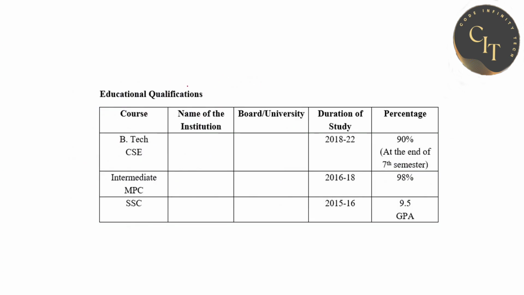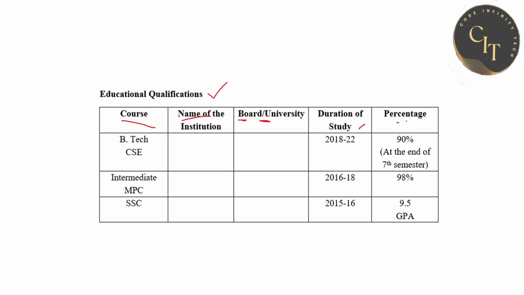And then the second section I mentioned was educational details. Again include a subheading like education details, and then create a table with course, name of the institution, board or university, duration of study and percentage. You simply create a table like this, and then include the education details right from your BTech to the SSC. So don't start with SSC.